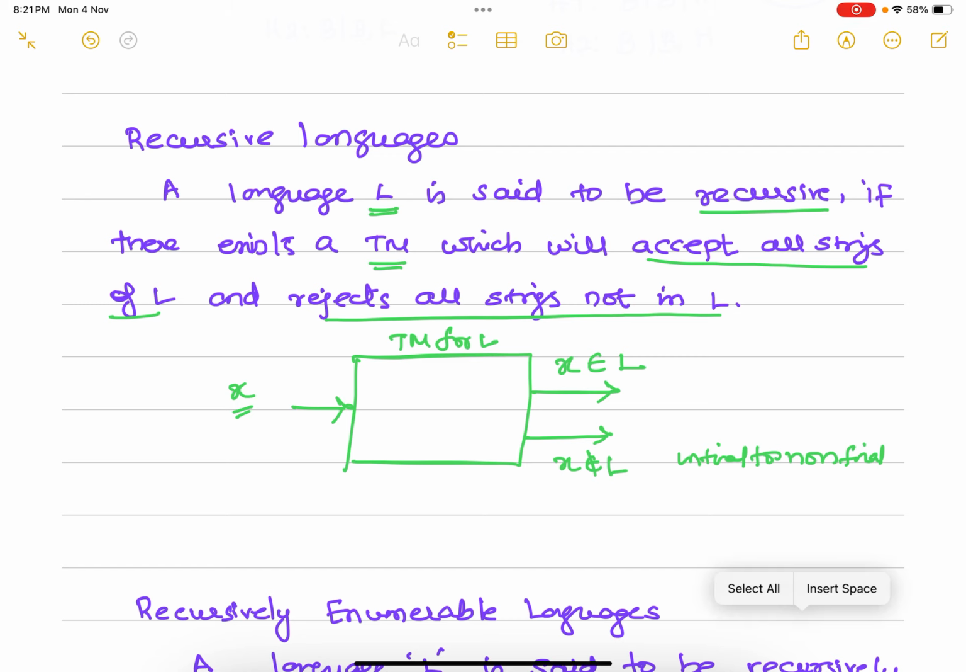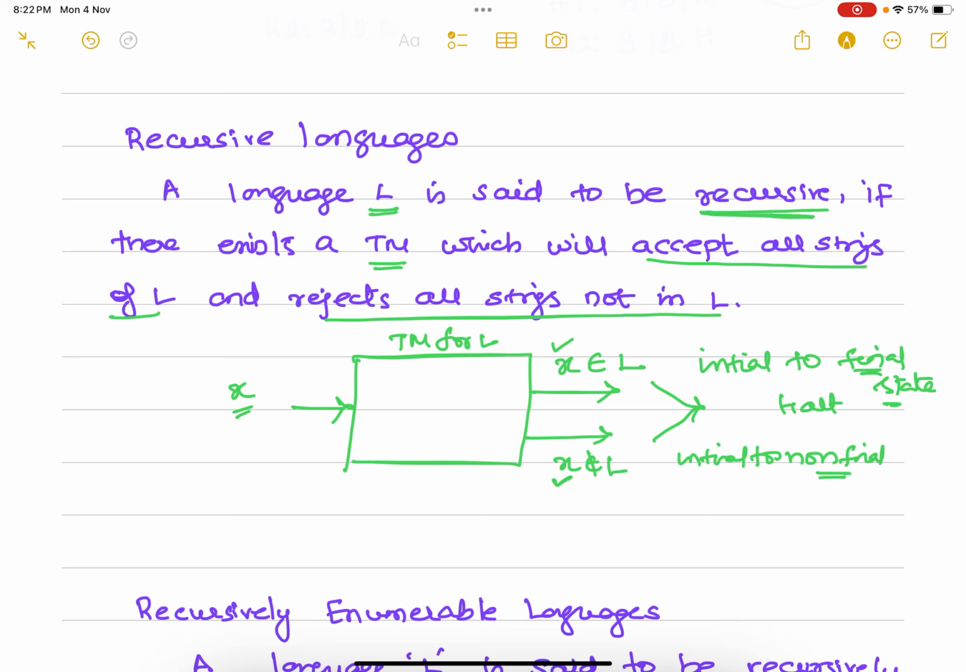So if X belongs to this language, then we'll have a Turing machine that will have a path from the initial state to the final state, and the Turing machine will halt. In both cases, the Turing machine will halt, in a final state for those strings that belong to L, and in a non-final state for those strings that do not belong to L. So if we have such a Turing machine for a language, then that language is called a recursive language.